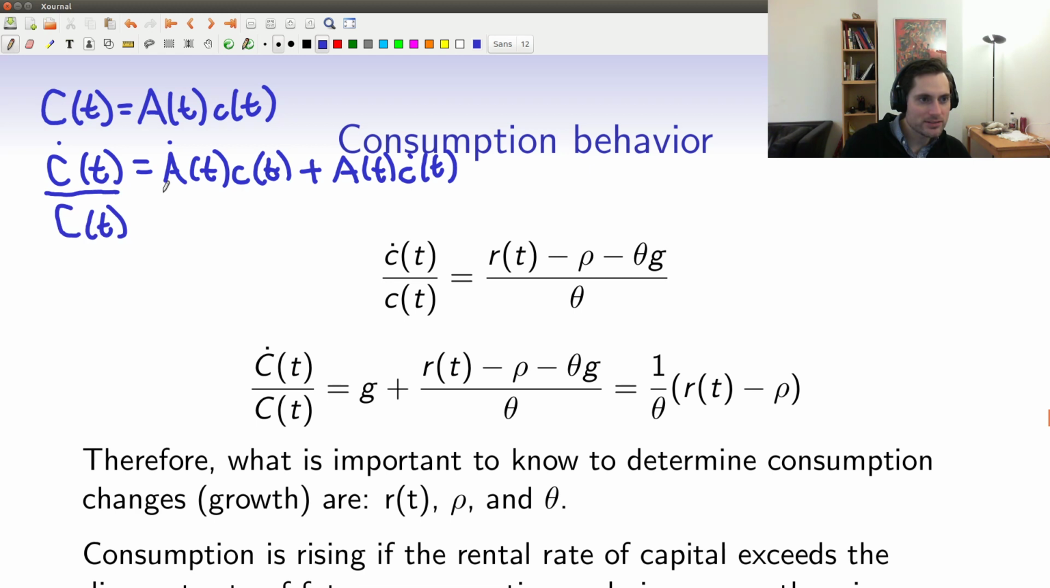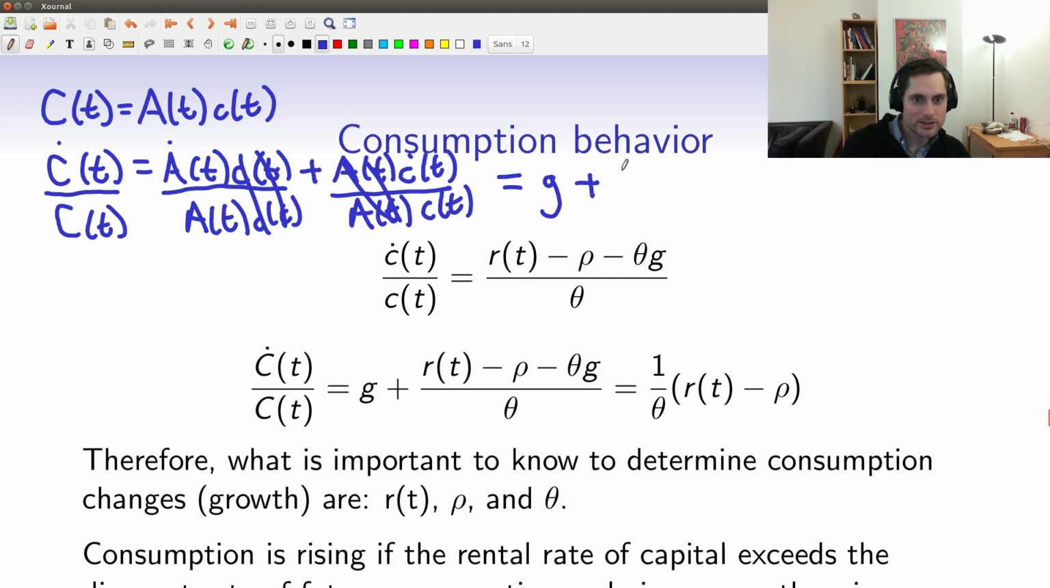Remember the definition of C of t is just A of t times little c of t. That guy gets cancelled out. Divide by A of t times c of t, little c of t. This guy gets cancelled out. So we end up with g plus c dot of t divided by c of t. All right, so that's how we get this expression. And we can just plug in our little c dot divided by little c. That's this expression, plus g.